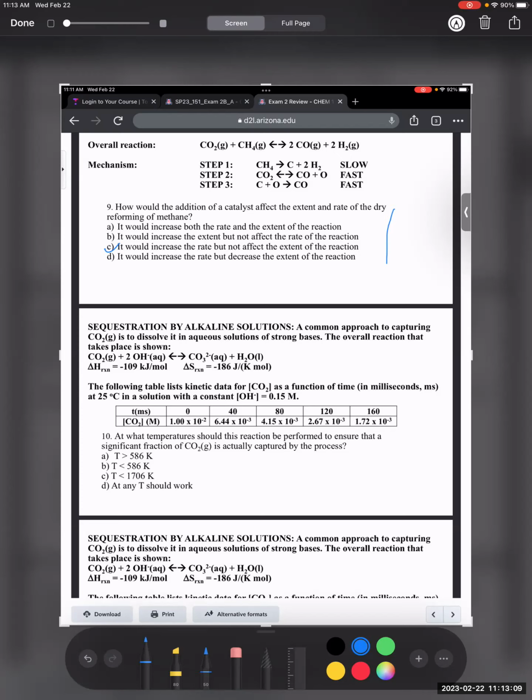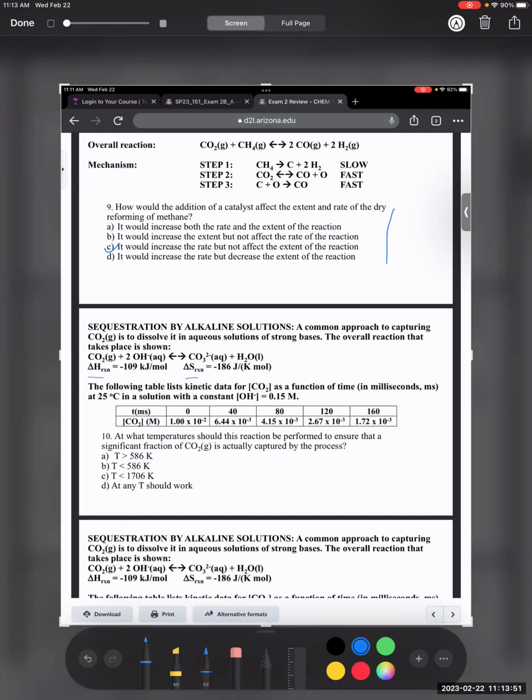asking about the temperature, right? At what temperatures should we perform this reaction to capture more carbon dioxide? That means to have a product favored reaction. You see that we have delta H and delta S negative for them. That means this is a temperature dependent reaction, and it's going to be product favored only at low temperatures. Now that means there's a switching temperature. After a certain temperature, it's going to be reactant favored, and below that temperature, it should be product favored. So we need to determine that.